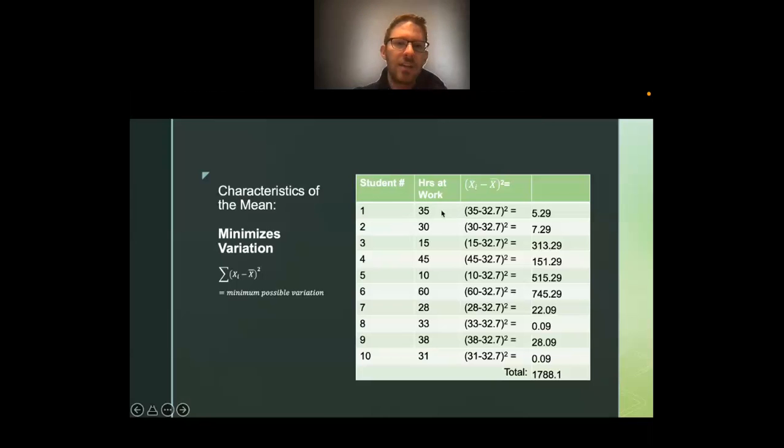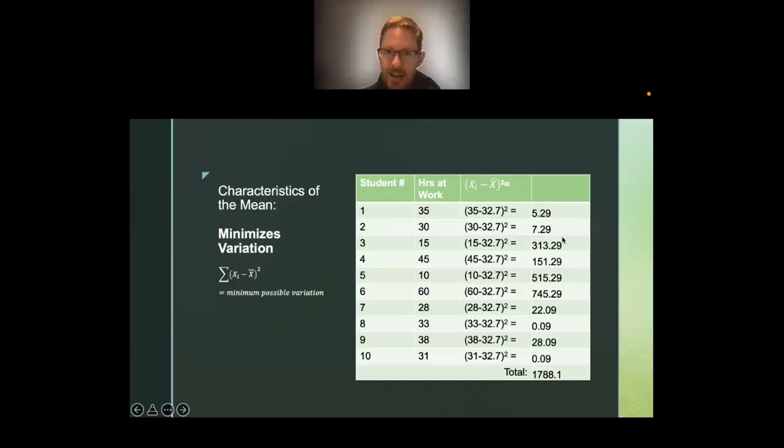So let's take hours at work. For student 1, the mean is 32.7. So we take the value, 35 minus 32.7, and then we square it, and that gives us 5.29. Whereas student number 2, 30 is below the mean of 32.7. So we take 30 minus 32.7, square it, and we come up with a positive number.